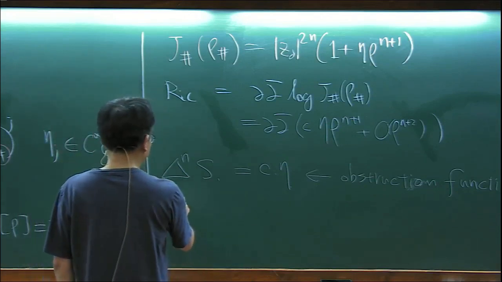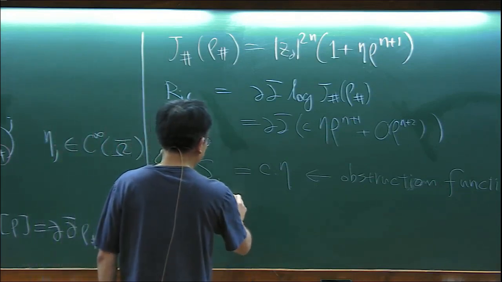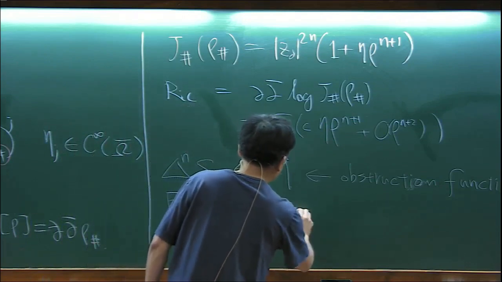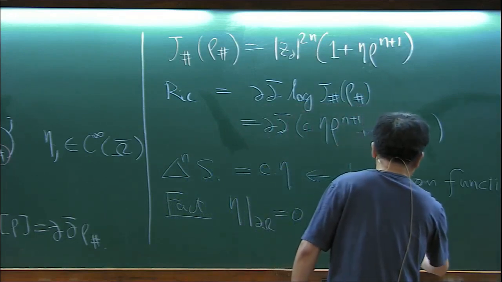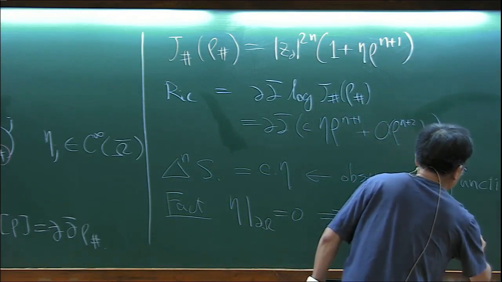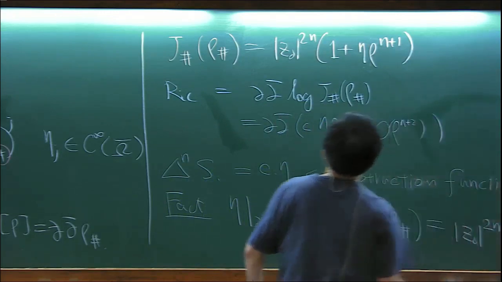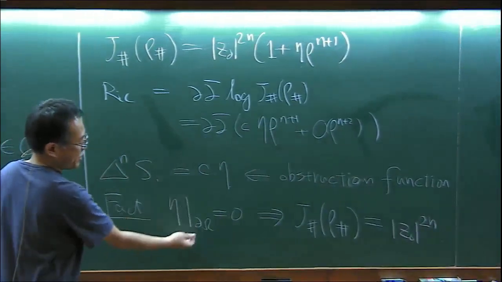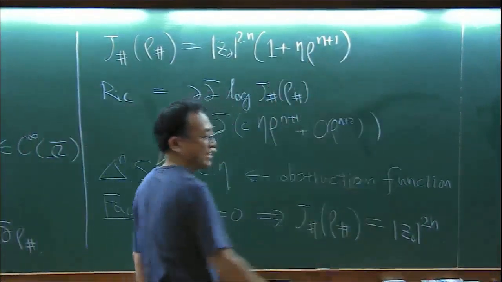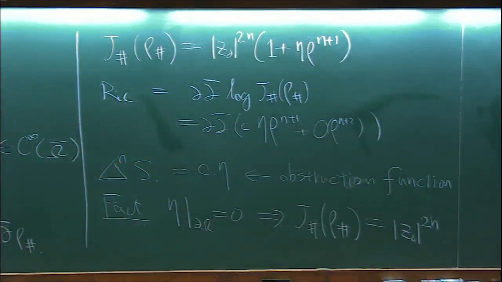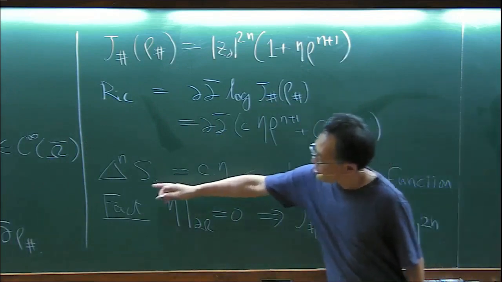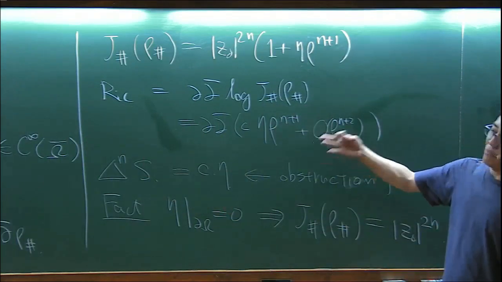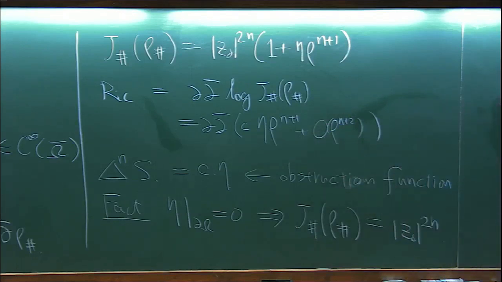The fact I don't prove is that if the boundary value of eta equals zero, then rho hash equals z naught square. Okay. So if this term vanishes to the first order, then it completely vanishes. This is built into the equation. If the first term vanishes, then the equation forces the other terms to vanish. So if this function vanishes, then it becomes Ricci flat. So this is the only function you should worry about.